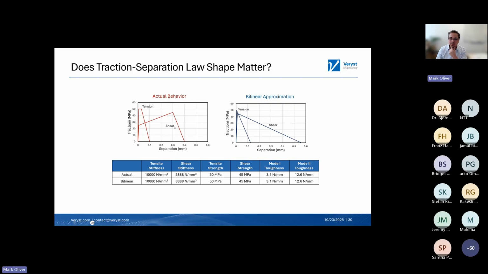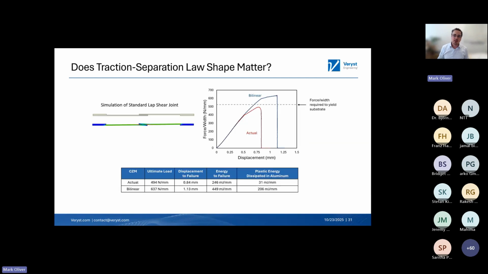And so the shape will affect how stress develops and distributes within the joint as you load a specimen. What we're showing here is just a standard lap shear joint model where we've used this bilinear approximation to what we're calling the actual CZM. In this particular case, if you were to simulate the strength of a joint, this difference in CZM shape results in a pretty significant difference in the prediction you would make in terms of how much energy is involved in causing this joint to fail.